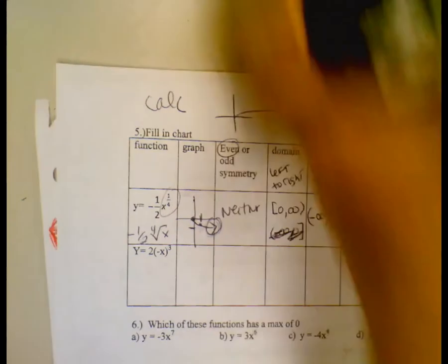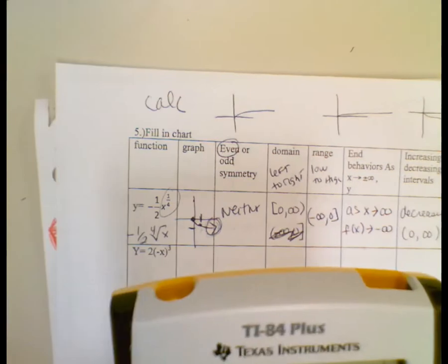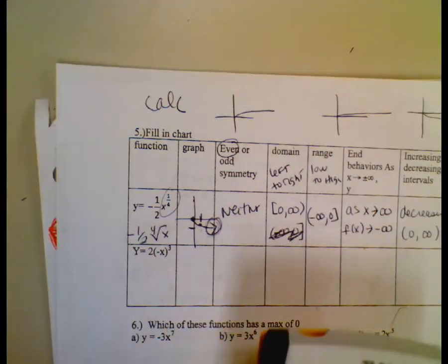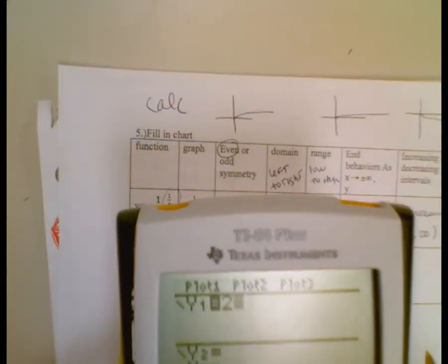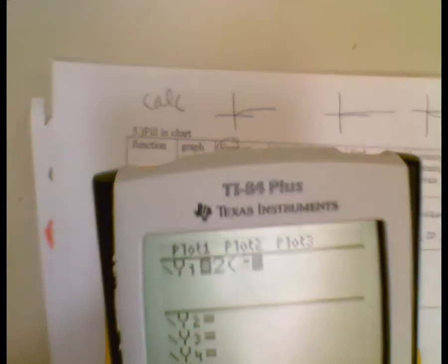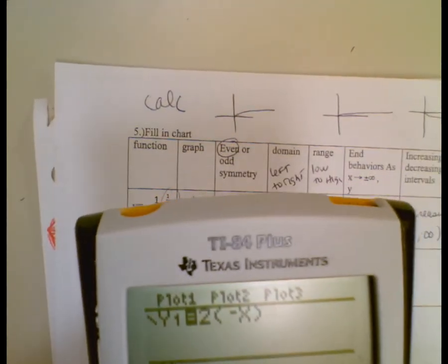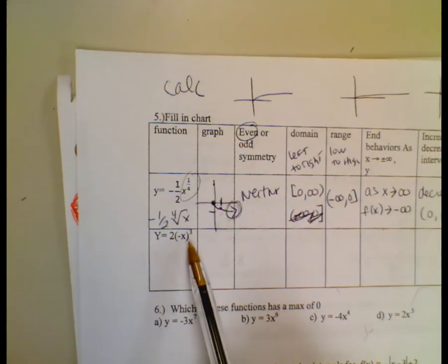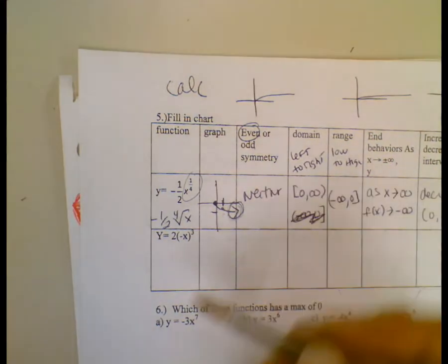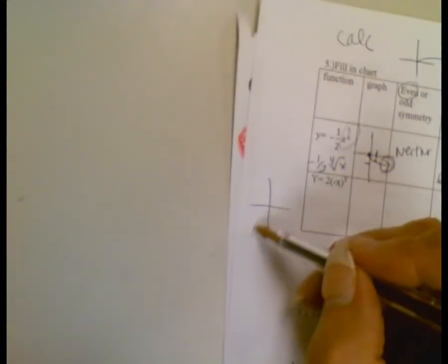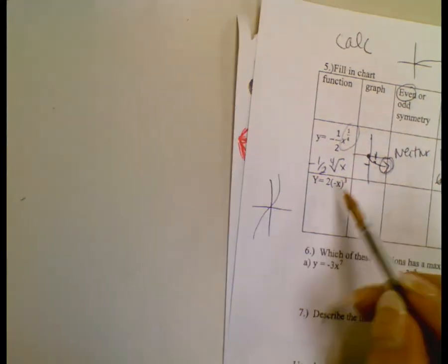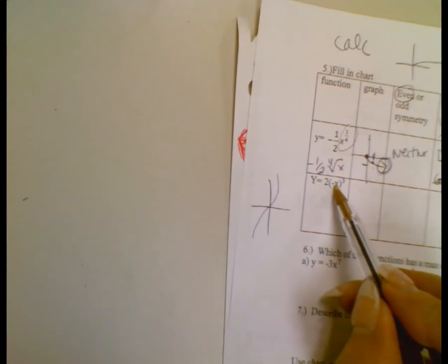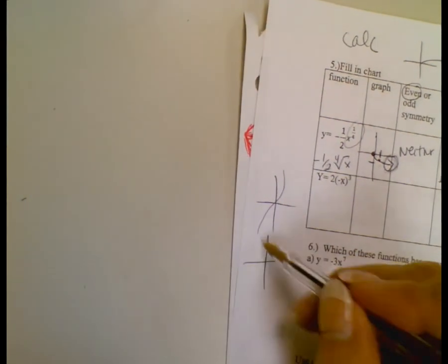Okay, so let's graph the next one. The next one is 2, parentheses, negative x, parentheses, cubed. Before I look at this, let's describe this. Does everyone know what a cube looks like? A cube looks like this, usually. But there's a negative inside, so that reflects it over the y-axis. So now it's going to look like this.